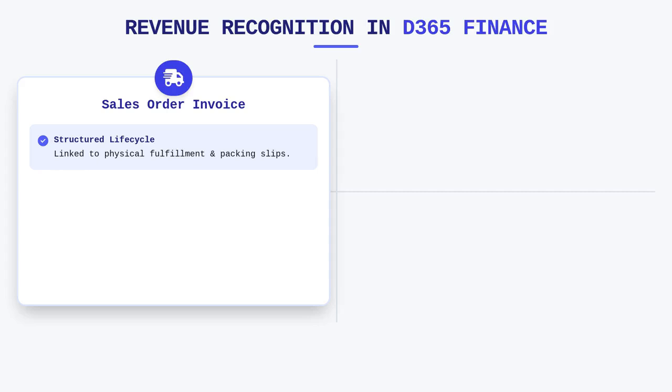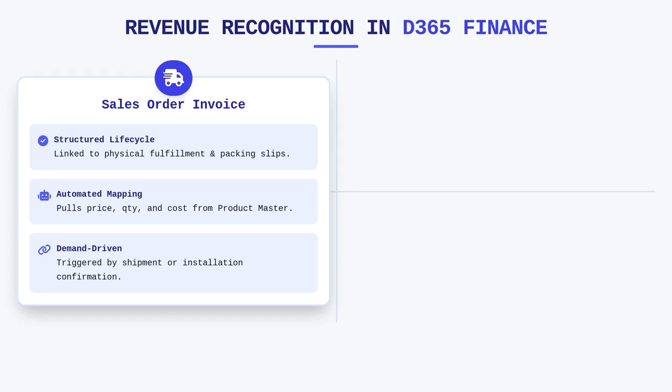A sales order invoice is the terminal point of a physical or service-based fulfillment process where the system has tracked the movement of goods or the consumption of labor through packing slips. Because the sales order is linked to specific inventory items or predefined service items, the system automatically pulls the price, quantity, and cost mapping established in the product master. This automation ensures that once the shipment or installation is confirmed, the invoice generation process is a declarative act that triggers the necessary subledger updates.